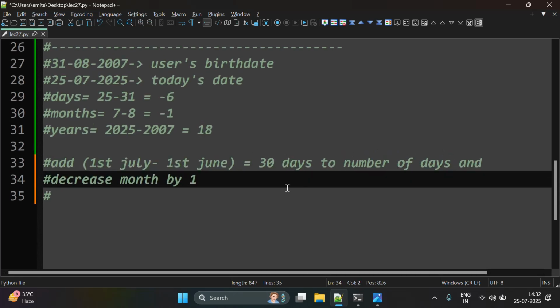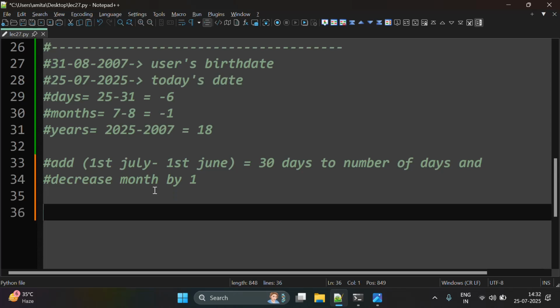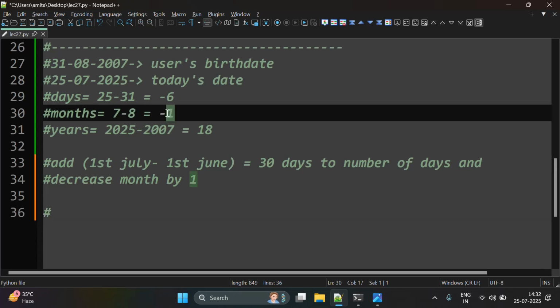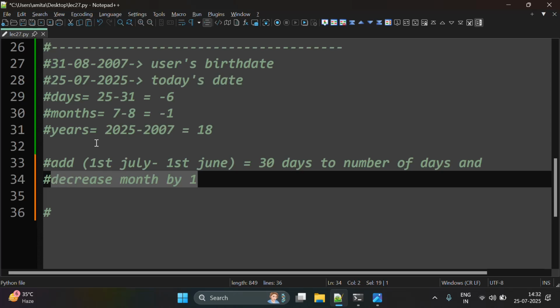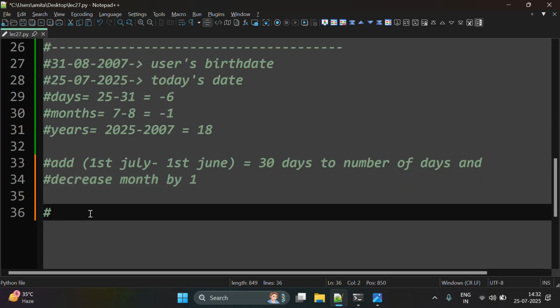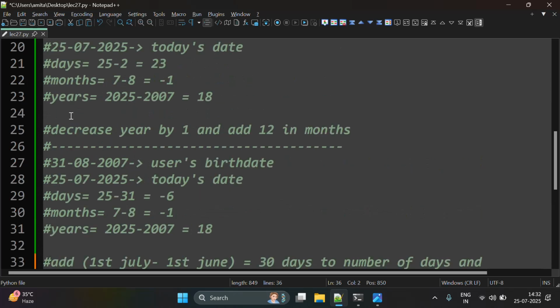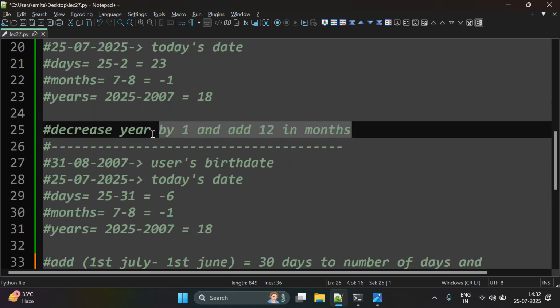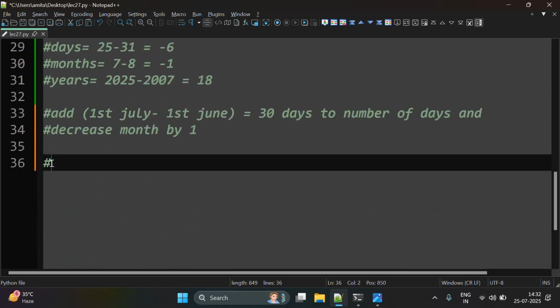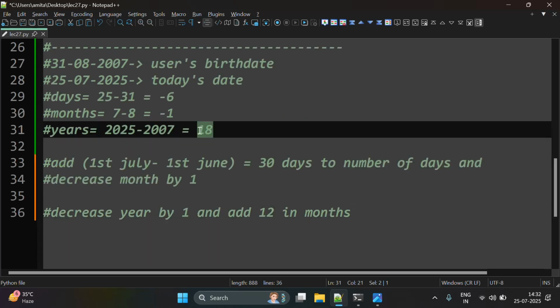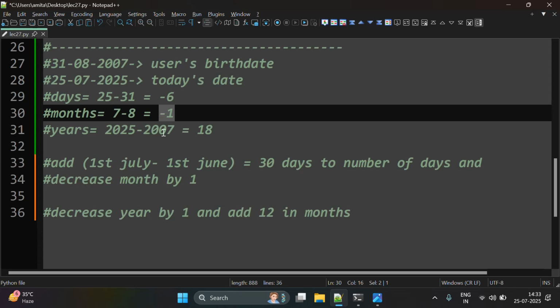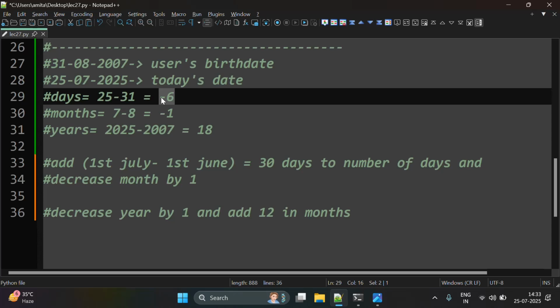And now we need to adjust the number of months also, because it was already negative and we decreased it by 1, so it became -2. Now what? For that, we will do the same as we did before. We will decrease year by 1 and then we will add 12 in months. So decrease year by 1 and add 12 in months. So this will be 17. This will be 12 minus 2 because it became -2, which is 10, and this will be 30 minus 6, which is 24.